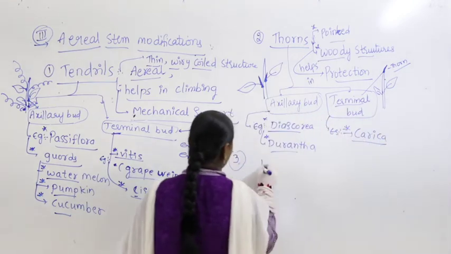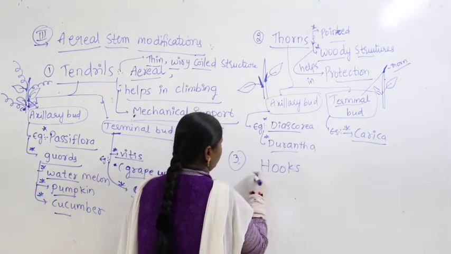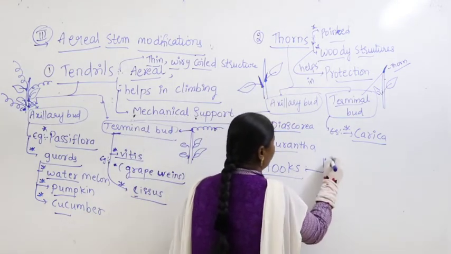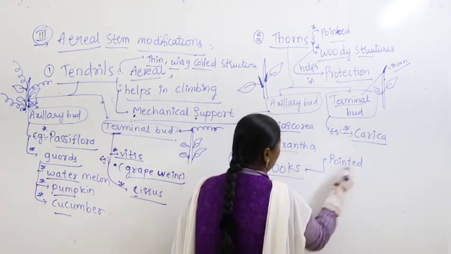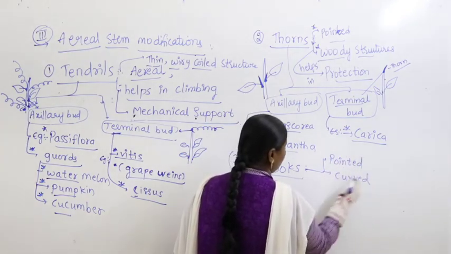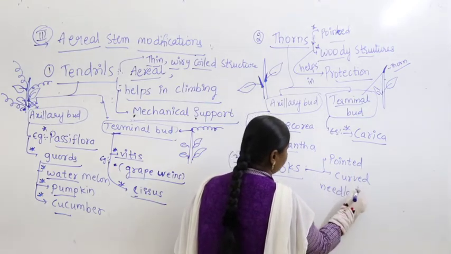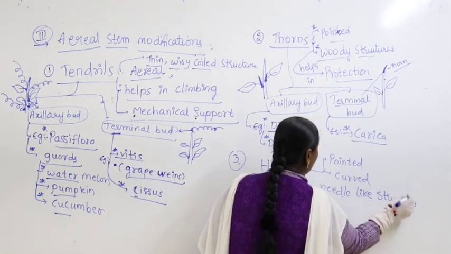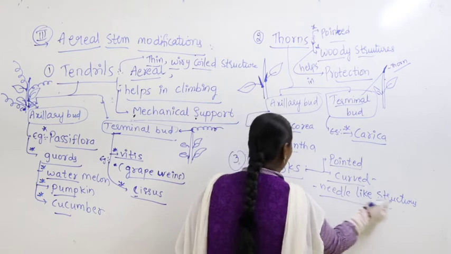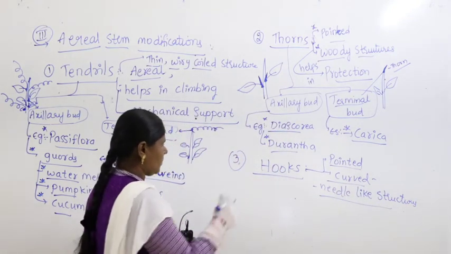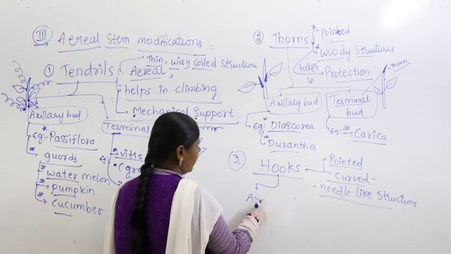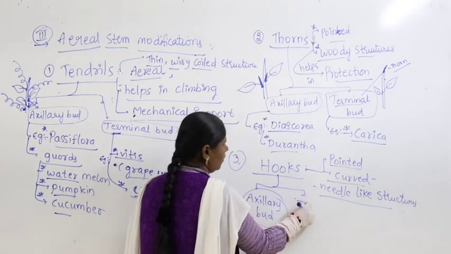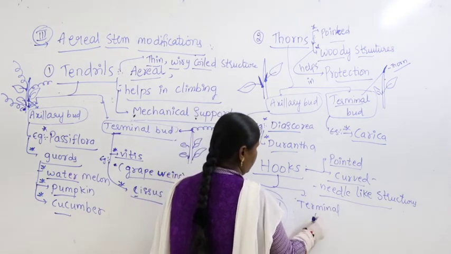Similarly, we find hooks. Same structures but with a slight difference. What you can find? Pointed, curved, needle like structures are called hooks. So in this also we find axillary bud gets modified into hooks. In some cases, terminal bud gets modified into hooks.